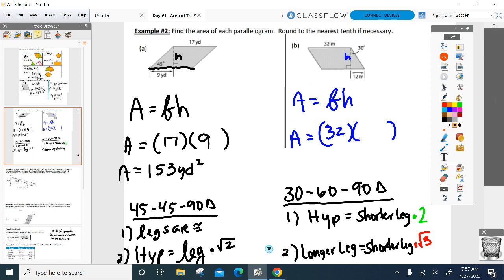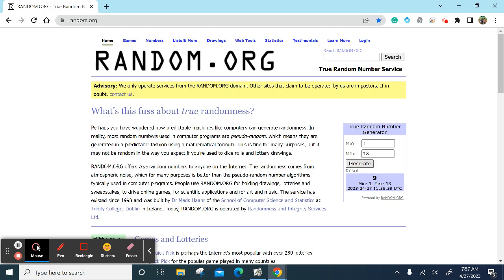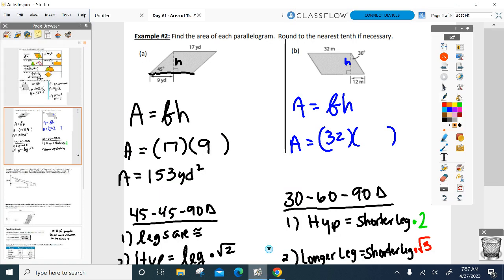So what is my height in this diagram? What is the height here? Take your shorter leg times radical 3. 12 radical 3. Good work. And what do I have? Directions. Round to the nearest tenth. Okay. So it doesn't have to be simplest radical form. $665.1, everyone. Meters squared.